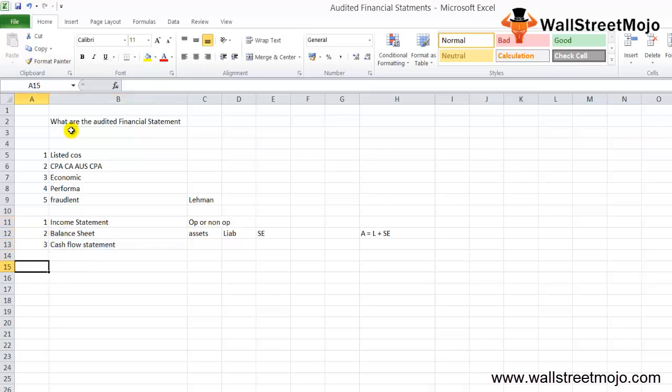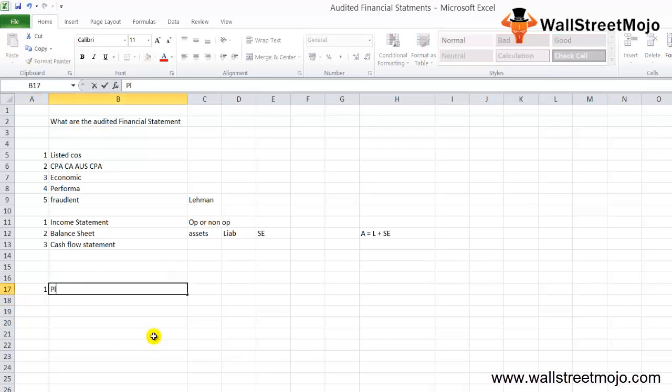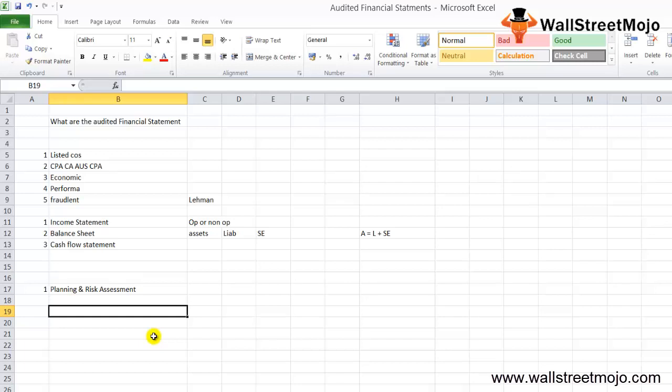Now, let's see some of the phases of auditing a financial statement. The first and foremost phase is planning and risk assessment. This is the initial stage, which involves putting together an audit team and laying down the general guidelines for effectively carrying out an audit. The next step is to determine any risks that could lead to material errors in the statements. Identifying such risks requires thorough knowledge on the part of the auditor of the industry and the business environment in which the company operates.